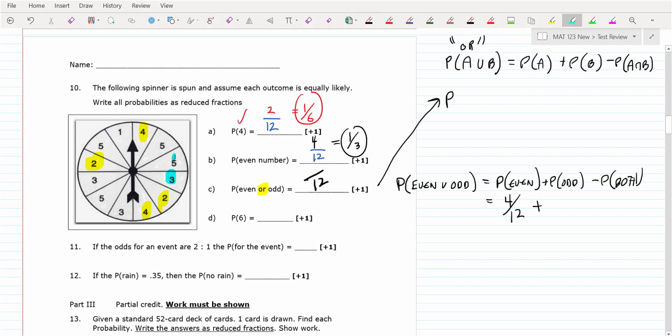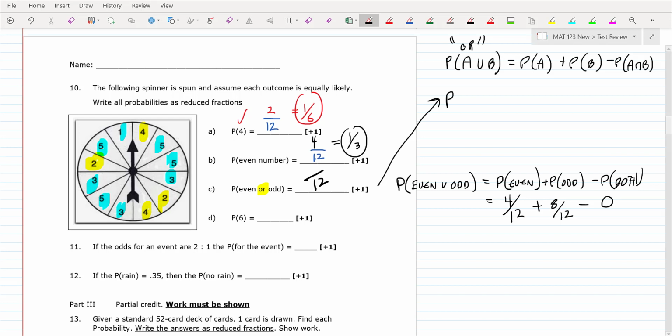You could reason this problem out easily in your head if you think about this. Basically we would have that, and that would be 8 out of 12. Is there any intersection? Is there any number that's odd and even at the same time? No. Okay, so you'd have that. Now, you could do it this way if you wanted to, or you could do this in your head.